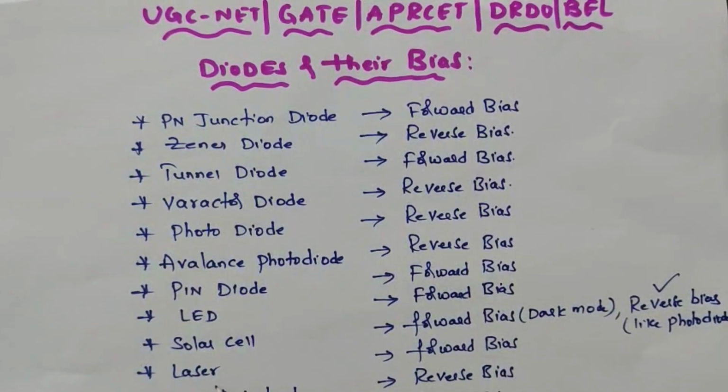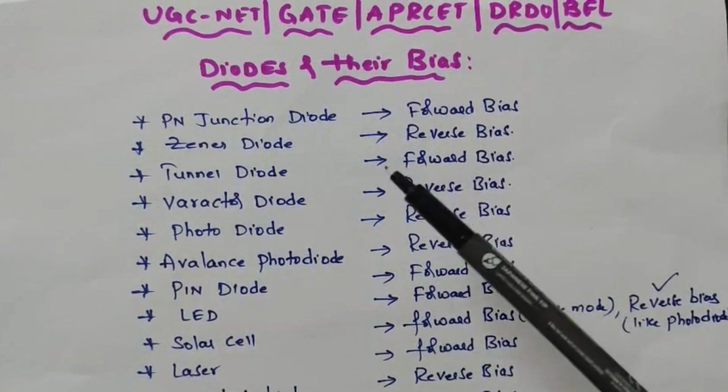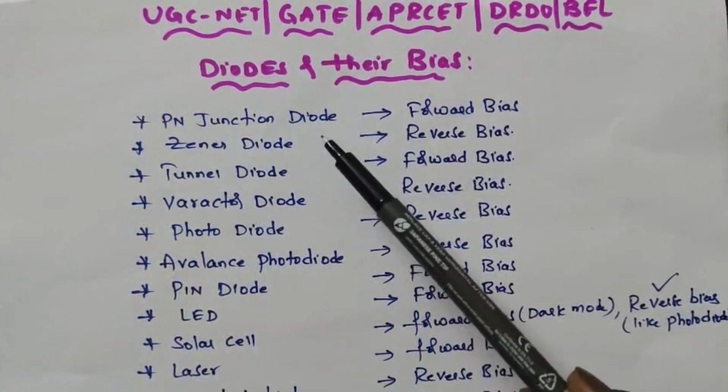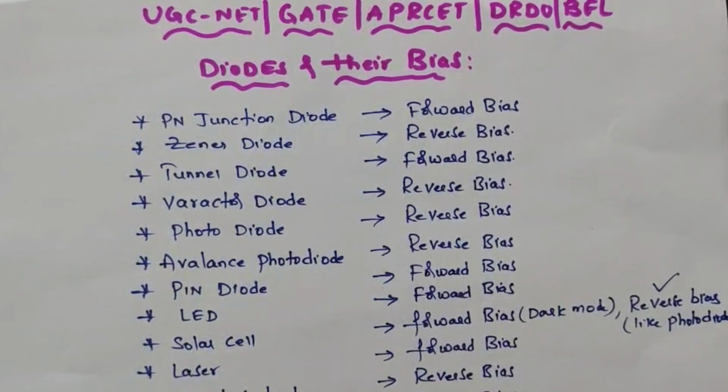So coming to the laser, it works on the forward bias. Coming to PIN photodiode and JFET, it works in the reverse bias. Now we will discuss one by one deeply each and every diode, which covers all the MCQs in the competitive exams. Okay.